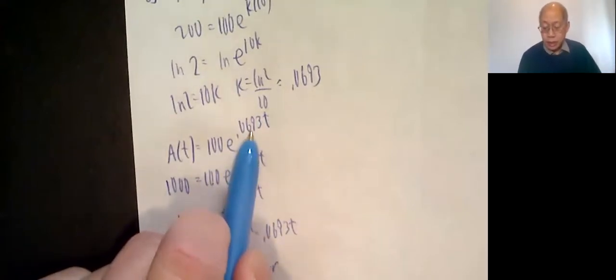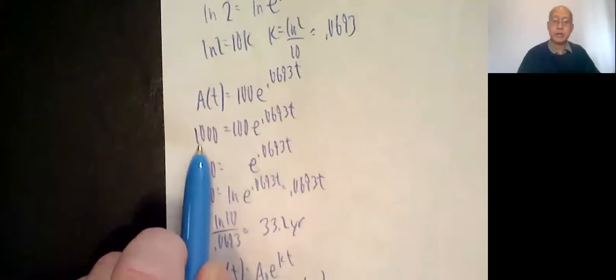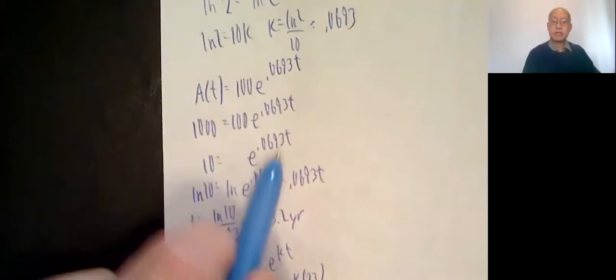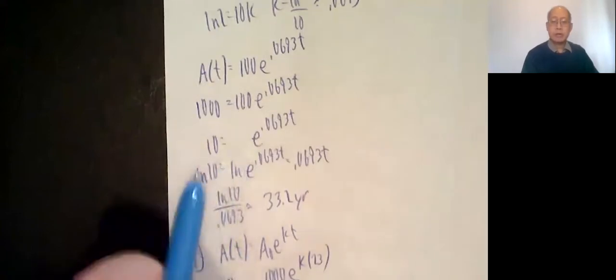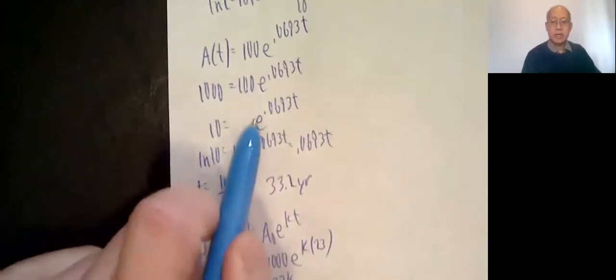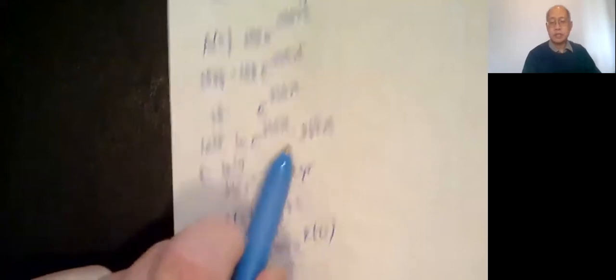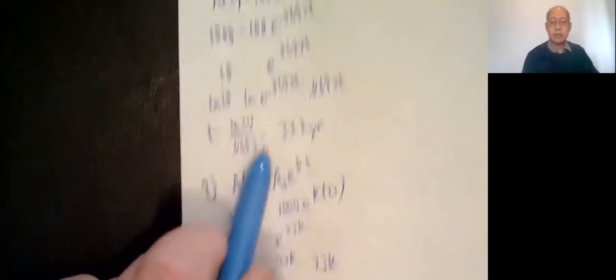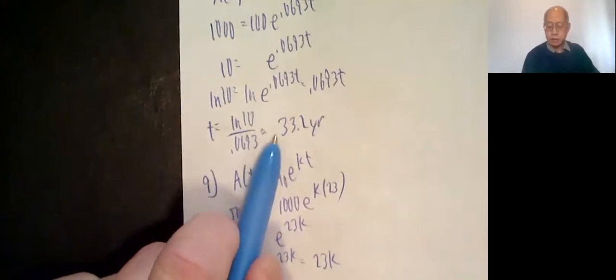Okay. And now it says, how long will it take to reach 1,000 cells? I put 1,000 here, do the whole thing all over again. So divide by 100. 10 equals e to the 0.0693t. Natural log both sides. ln 10 is ln of e to the 0.0693t, which is just 0.0693t. Divide by 0.0693, punch it in the machine, 33.2 minutes.